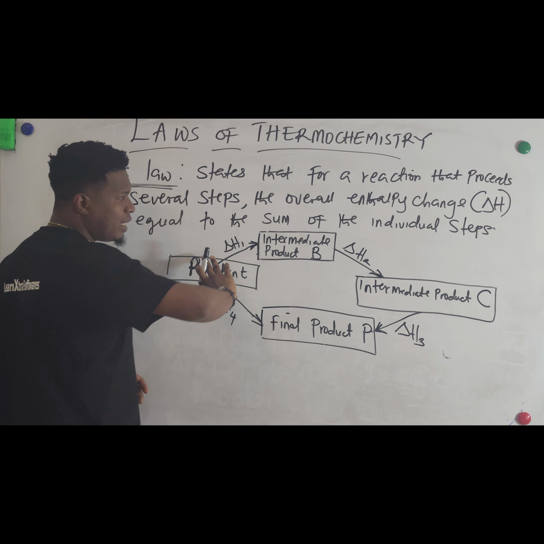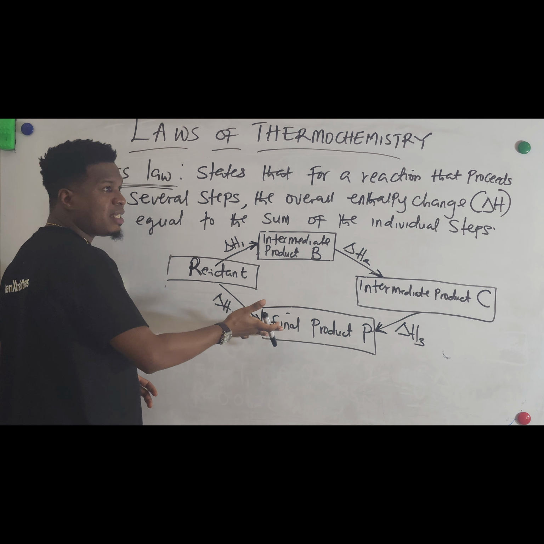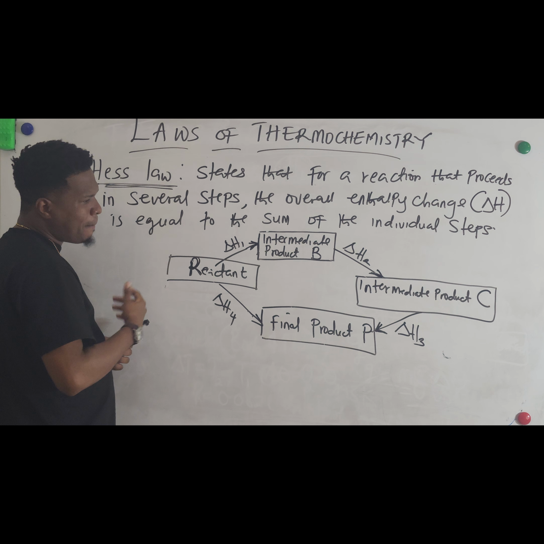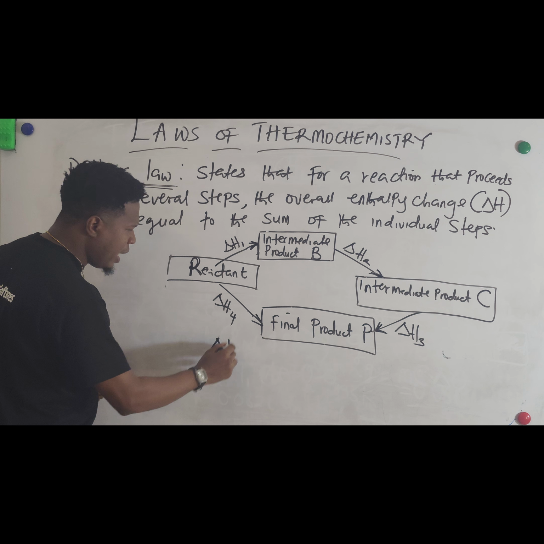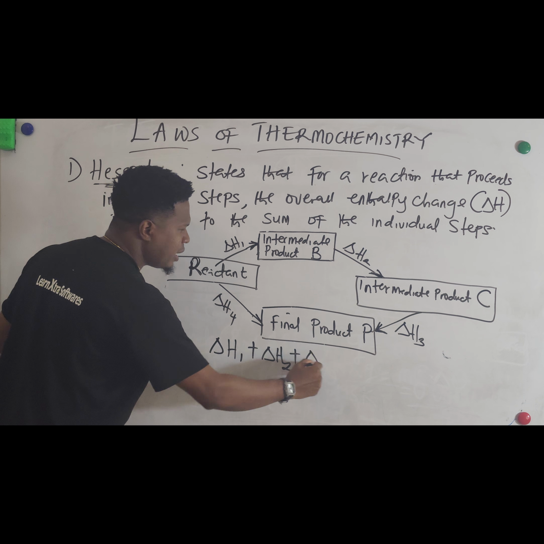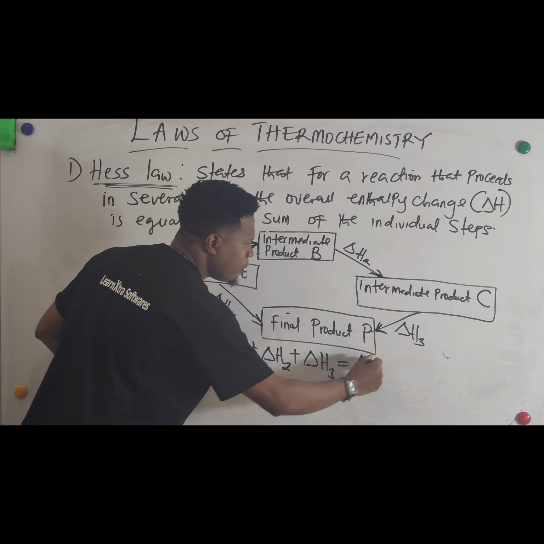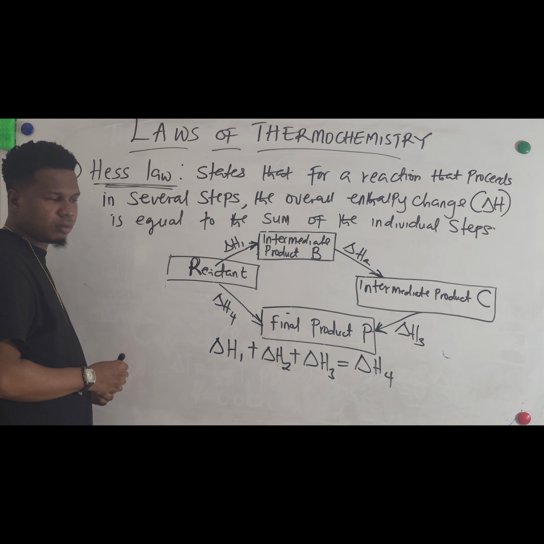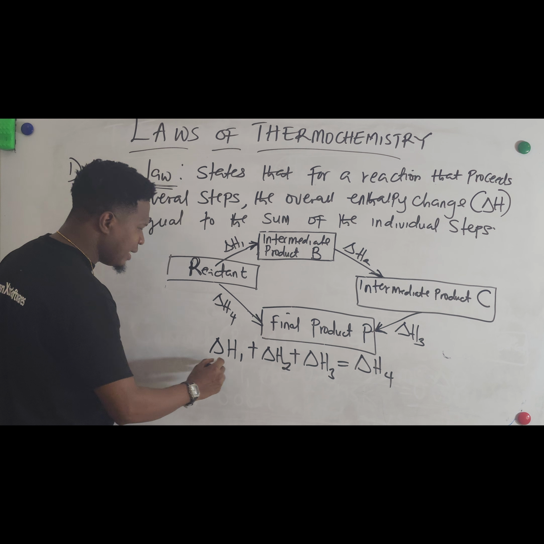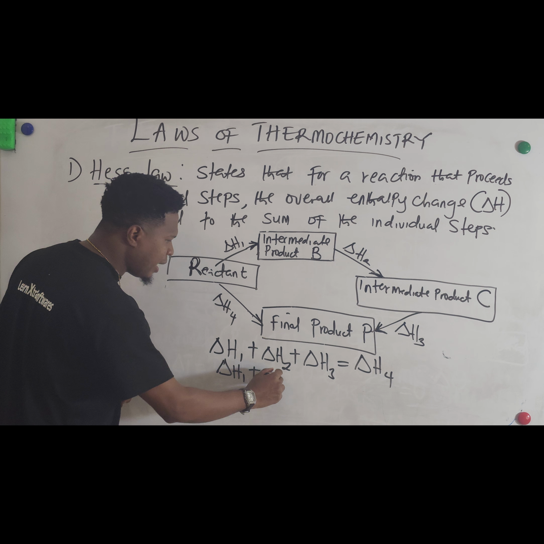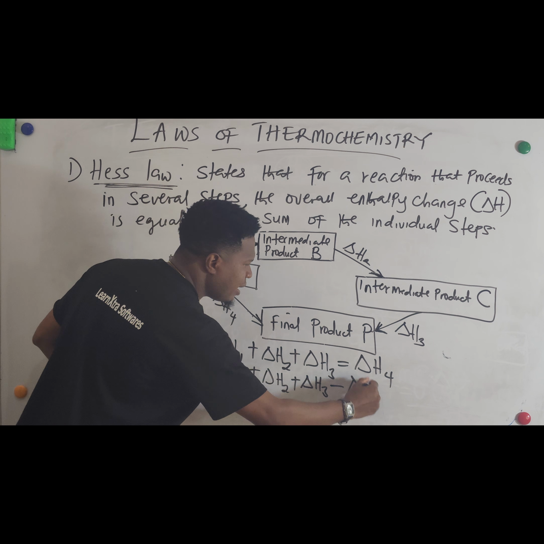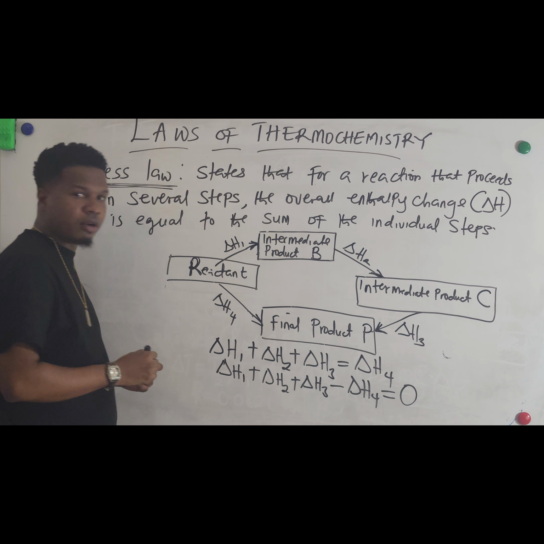So we can say that the sum of the clockwise moments is equal to the sum of the anti-clockwise moments for this. Now, mathematically, we can say that delta H1 for this first one plus delta H2 plus delta H3 is equal to delta H4. Okay? We can also rewrite this expression as delta H1 plus delta H2 plus delta H3 minus delta H4 is equal to 0.